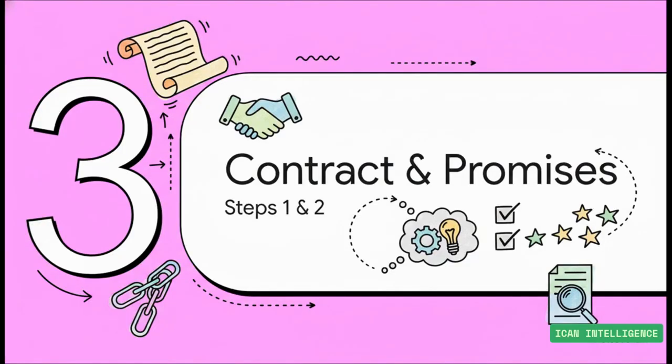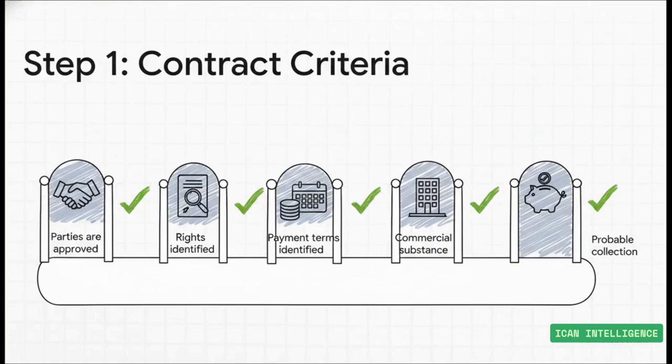Right then, steps 1 and 2. We're starting at the very beginning. Before we can even dream of recognizing revenue, we need two things: a real, valid contract and a crystal clear idea of what we've actually promised to deliver. Now, step 1 might look like just a bit of admin, but don't you dare skip over it. There are 5 specific hurdles you have to clear.